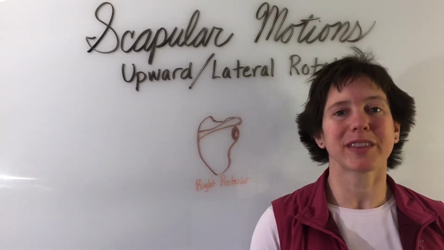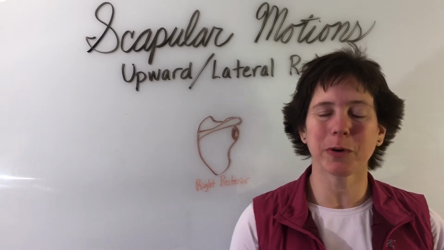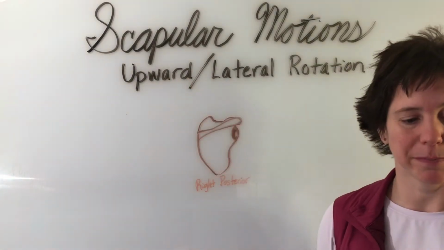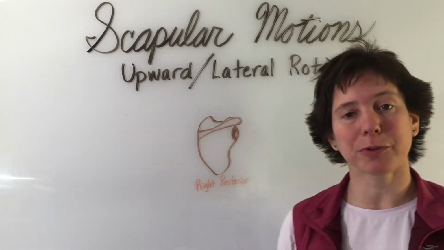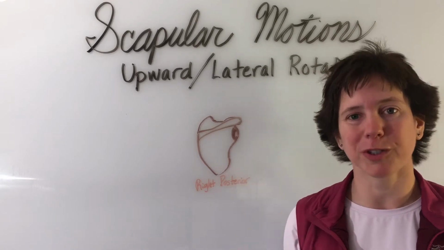We will describe the scapular motions of the scapula. The first one we will go over is upward or lateral rotation of the scapula. Upward or lateral rotation of the scapula will occur on the sagittal axis along the frontal plane.